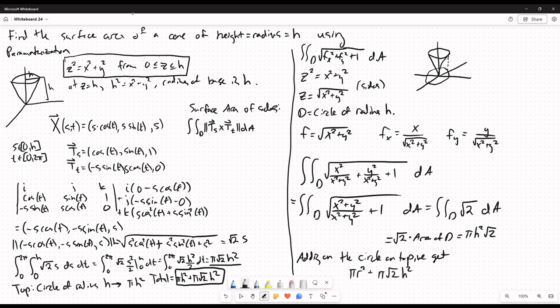I should have made this an h. My apologies. Pi h squared plus pi square root of 2 h squared, which is exactly what we got using the other method. So there we go. We just found the surface area of a cone whose height and radius are equal to each other using two different approaches here. So there you go.